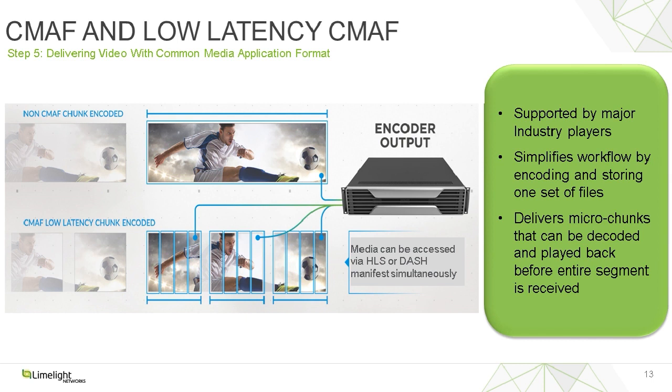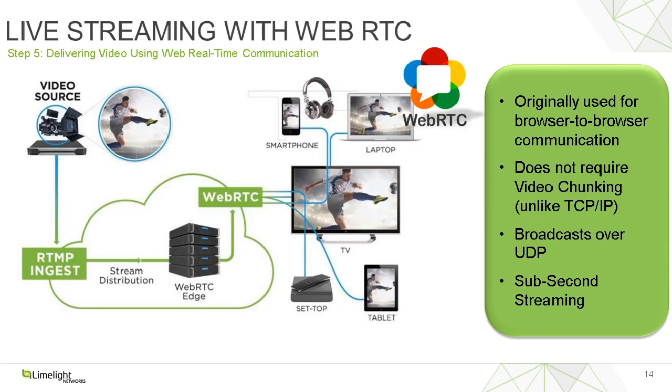CMAF delivers micro chunks that can be decoded and played back before the entire segment is received. That's one of the biggest differences between tuned delivery and CMAF: with CMAF, not only are we delivering smaller chunks, but we're able to output those chunks from the encoder more often.